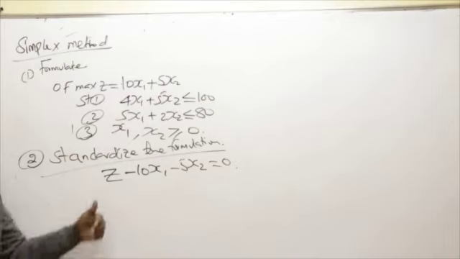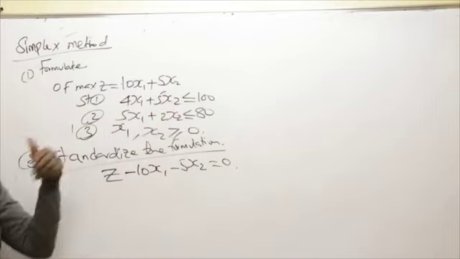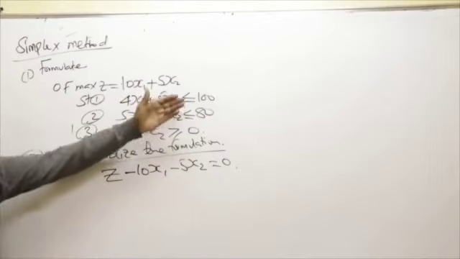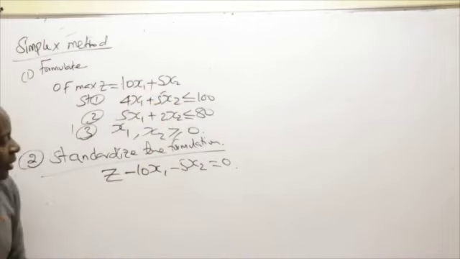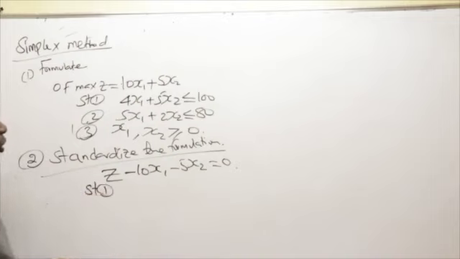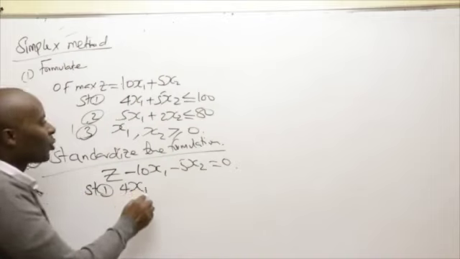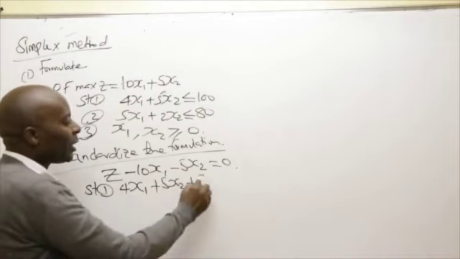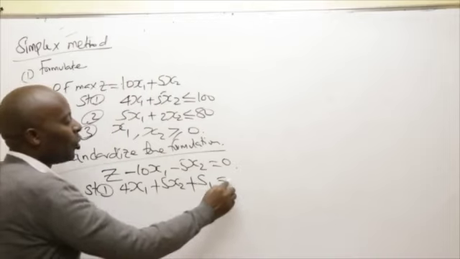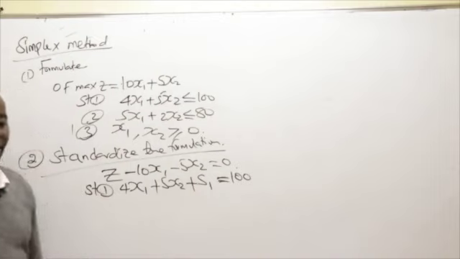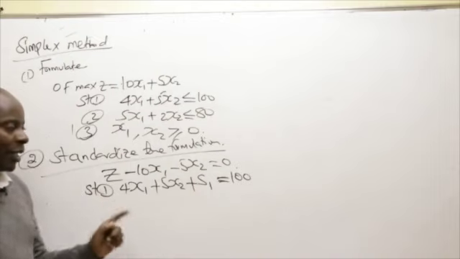In the constraints, I want to take care of the inequality. I want to get rid of the inequality, and I can see the inequality is the less than. So when it is less than, in the standardized subject to constraints, what you will do is write here 4x1 plus 5x2 plus slack 1 equals 100. Just write like that first. I'll be able to explain later.